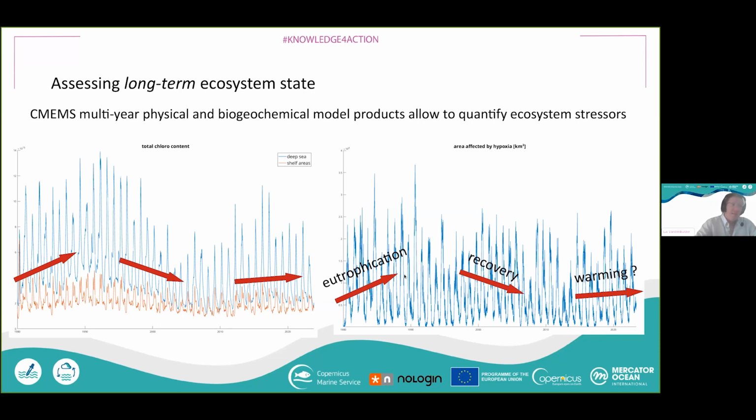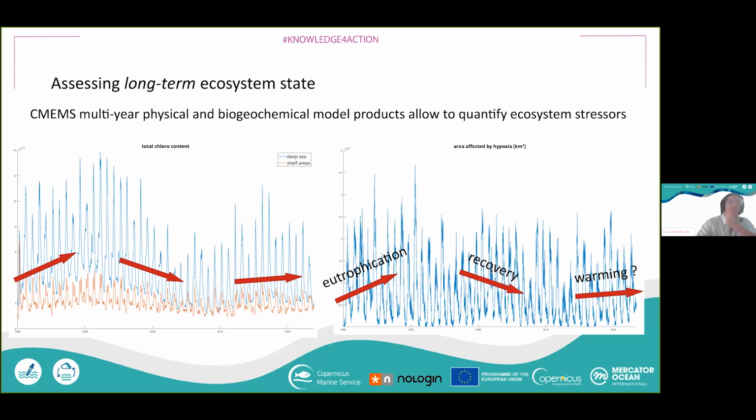And we can indeed again see that during the 80s, there was an increase of the area affected by hypoxia, and then there's some kind of recovery. And then in recent years, we can see that there's probably again an increase in the surface of hypoxia.